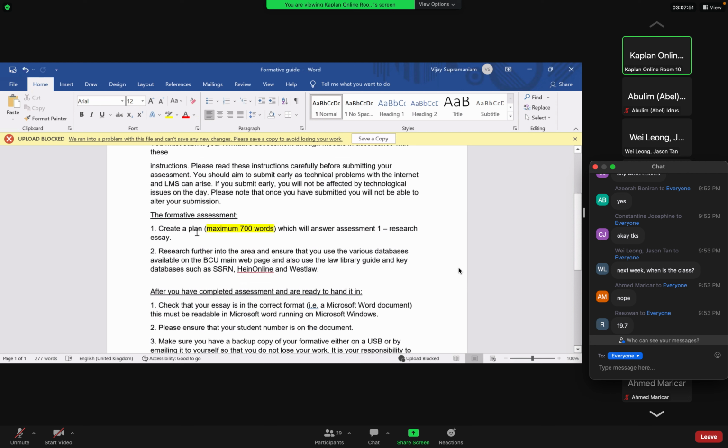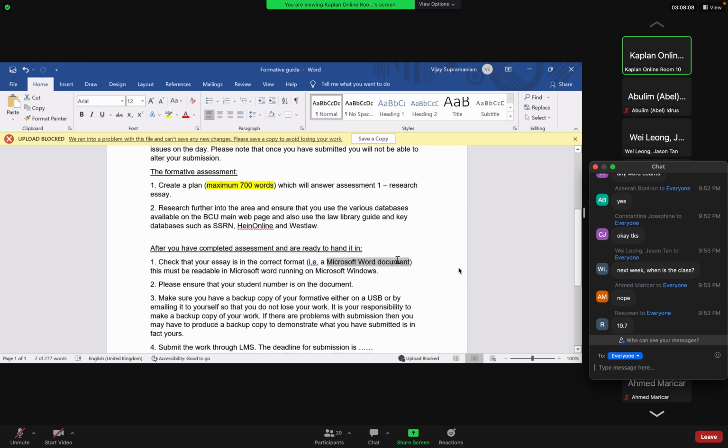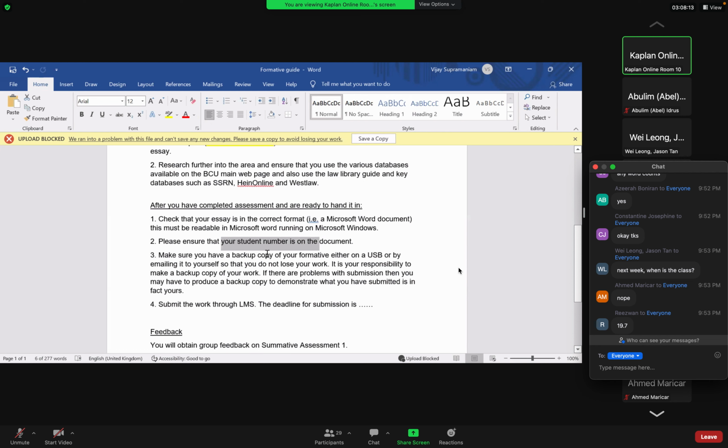So you can create an essay plan, 700 words. You can write it in point forms, all right? And please use all your BCU website, various databases to conduct your research here. You can submit in a Word document. Your student number must be there. Always back up your formative and summative.